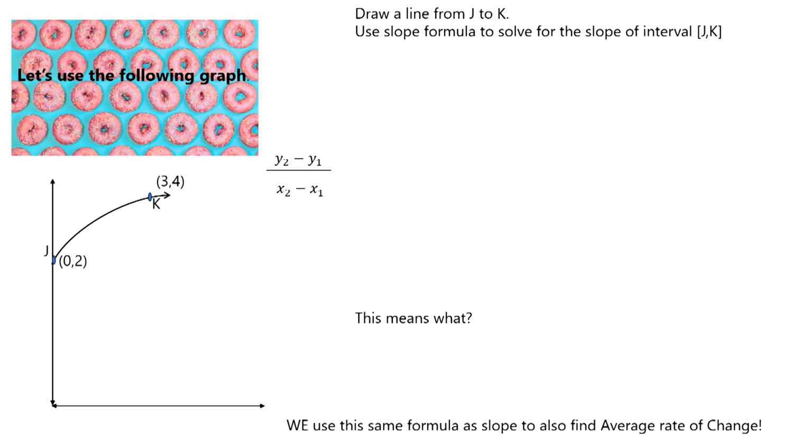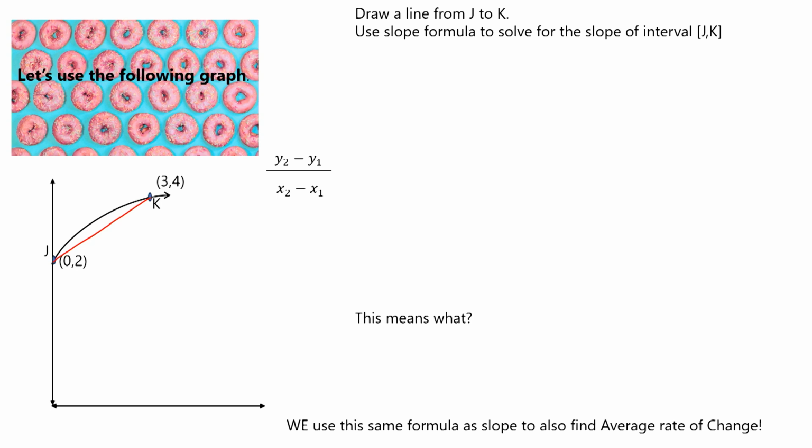Do that on your notes page. Draw a line from J to K as straight as possible. I can't draw a straight line, but that's okay. Now, what I want to do is use my slope formula to solve for the slope of this interval J to K.